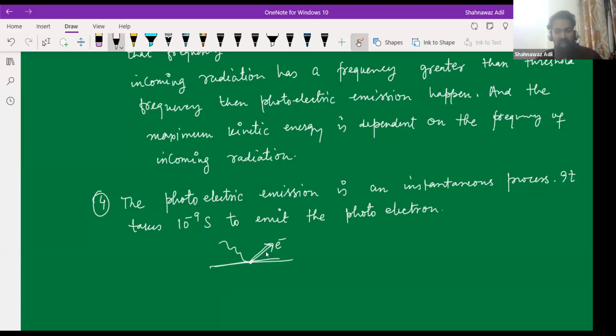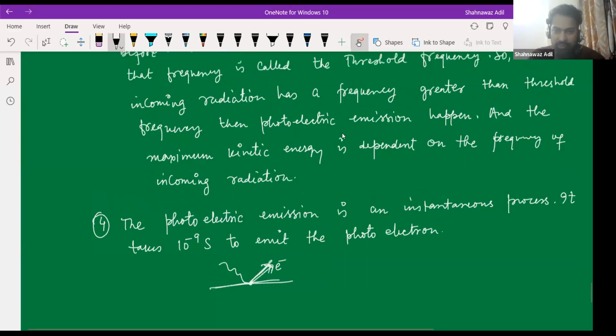So let's say a frequency of 500 hertz falls on this surface and the threshold frequency is 200 hertz, then instantly this electron will eject, right? So that is the idea of this photoelectric emission.